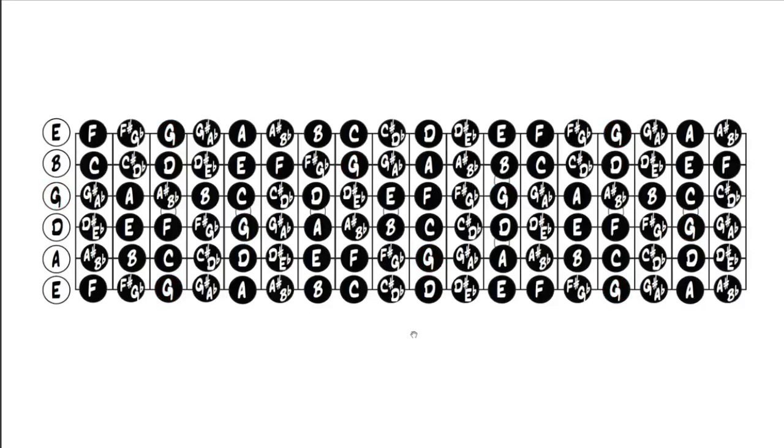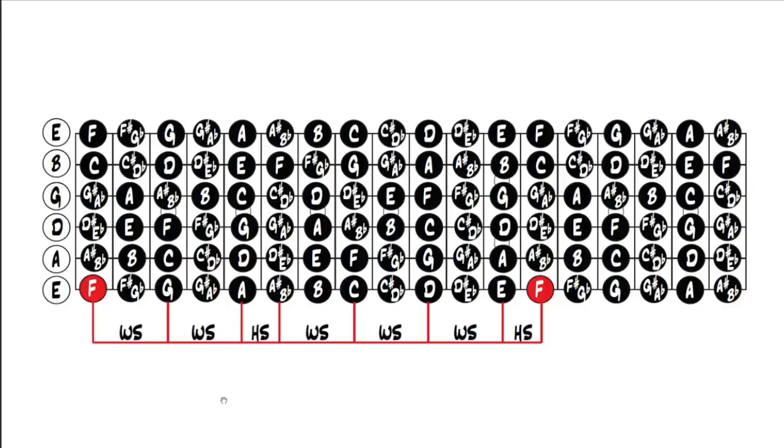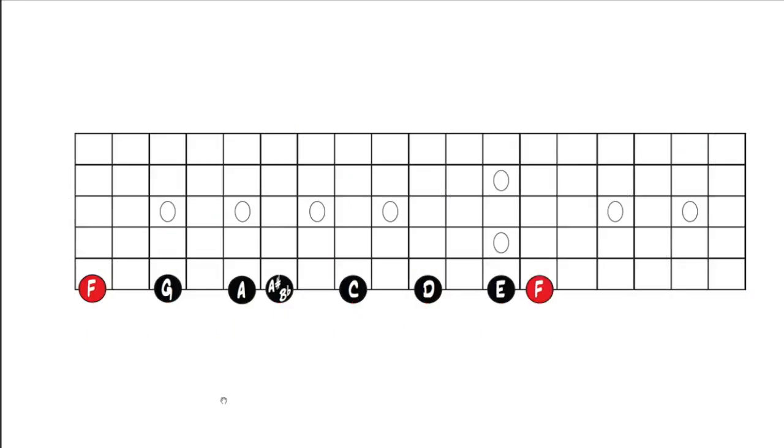So again, just pick any note. If we were to pick F, we make that our tonic. That's the note we're starting on. That's what everything revolves around. That's what the sound's revolving around. We use the formula whole step, half step, whole step, whole step, whole step, half step. That gives us F, G, A sharp or B flat, C, D, E, back to F.